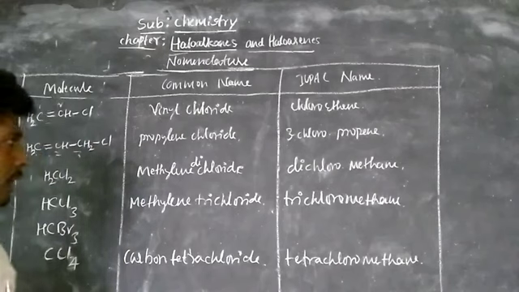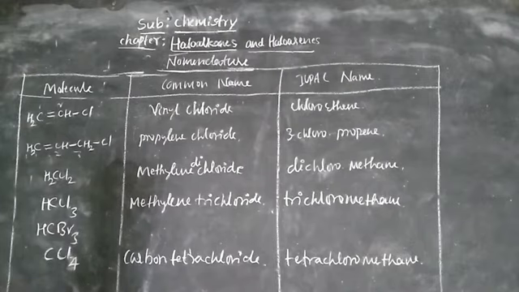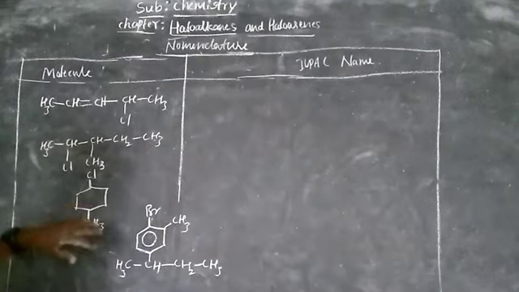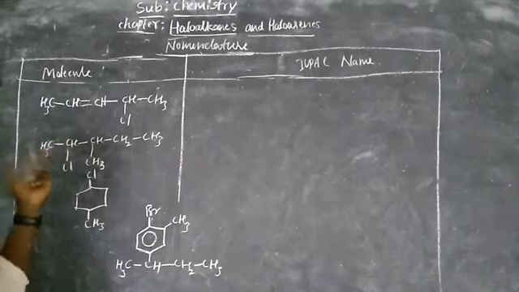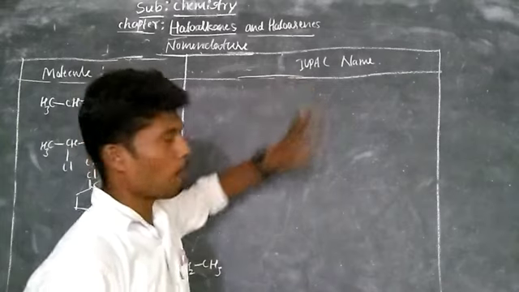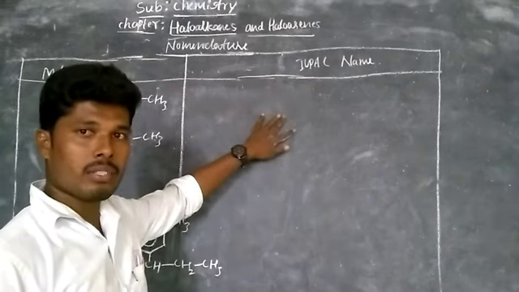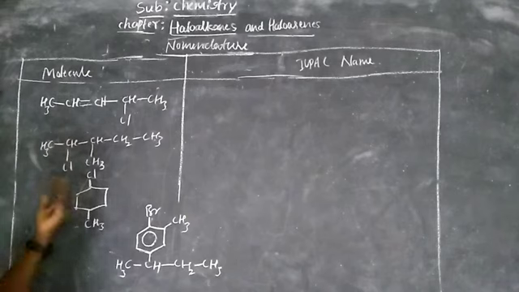This is the common name for some alkyl halides. These are some more examples. For these compounds, there is no common name, because we can't give a common name for all compounds. So we are introducing the new nomenclature, that is IUPAC nomenclature. Based on this, you can give names for such types of compounds and some bulky compounds.